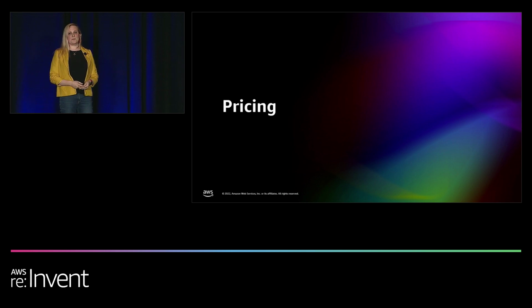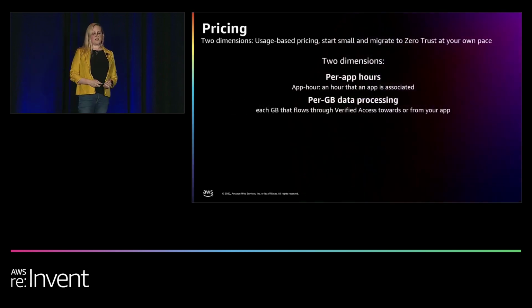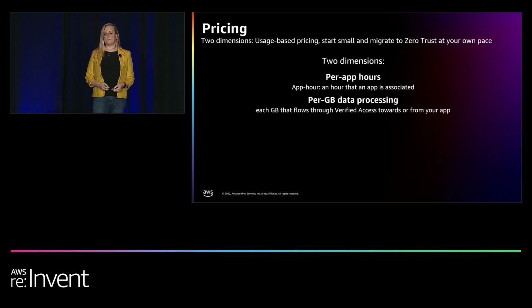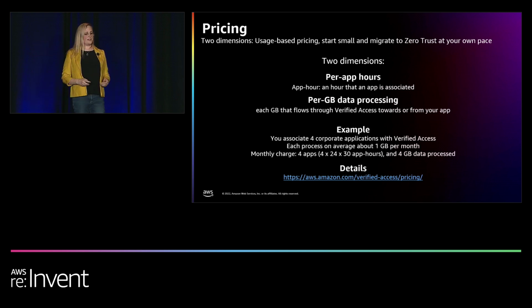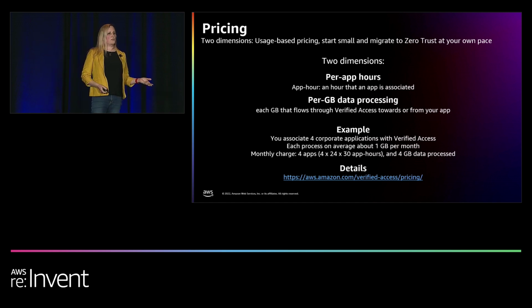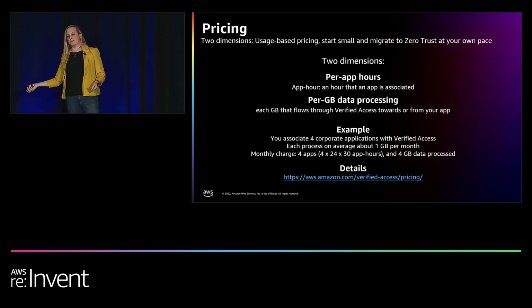To wrap up, let's take a minute and talk about pricing. So Ava helps you migrate to Zero Trust at your own pace. We charge you for every application hour that you have associated running with Ava. We also charge you data processing. You can get full details on our pricing at our pricing page. As a quick example, if you associate 4 corporate applications with verified access, and each processes an average of about a gig for the month, then for that month you get charged 4 times 24 times 30 app hours and 4 gigs of data processing.